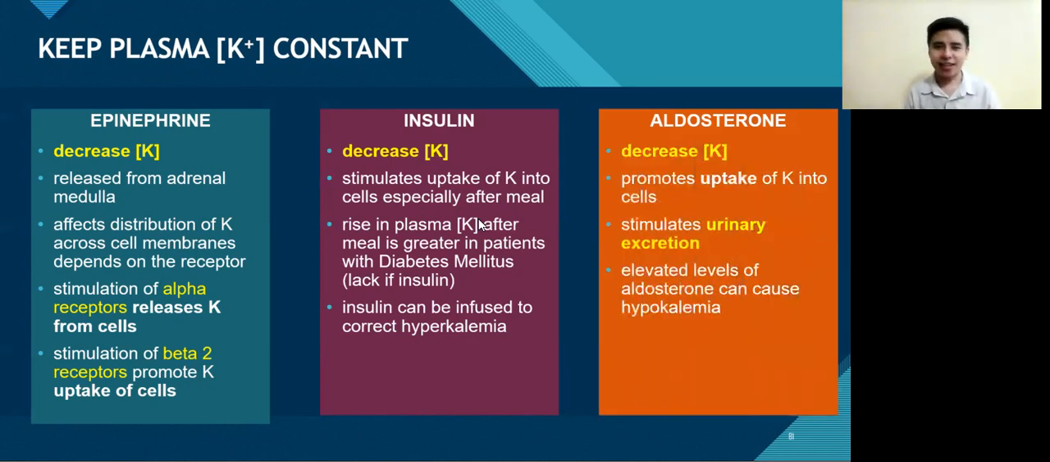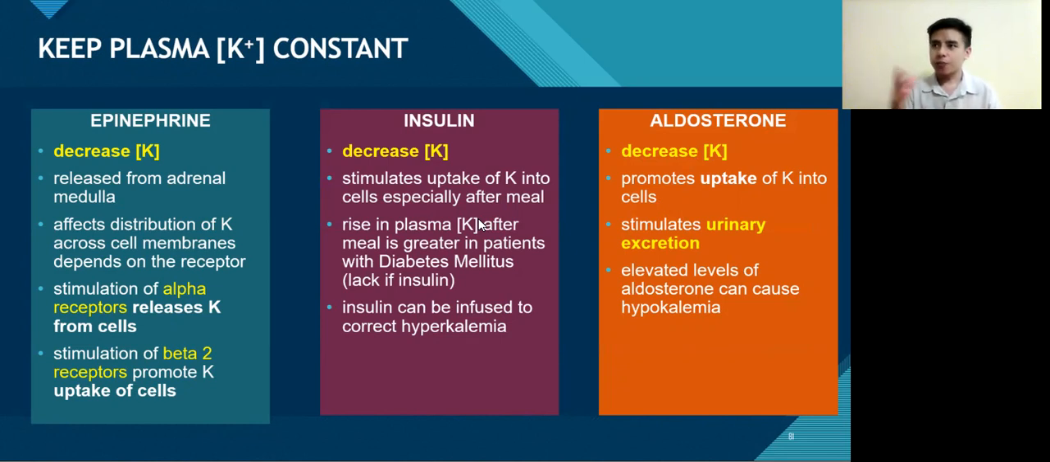Oh, aldosterone again. So from the adrenal cortex, aldosterone not only reabsorbs sodium, but it also has to excrete potassium. How can I decrease potassium? Aldosterone will promote urinary potassium excretion.